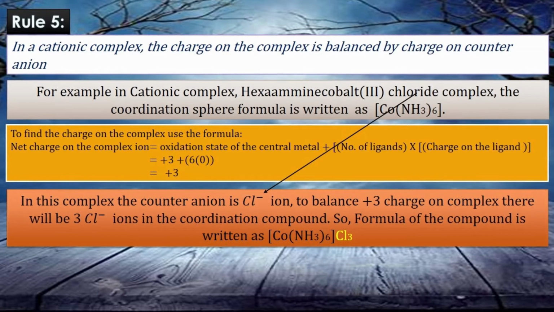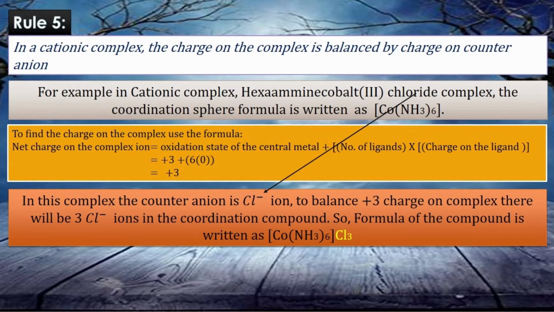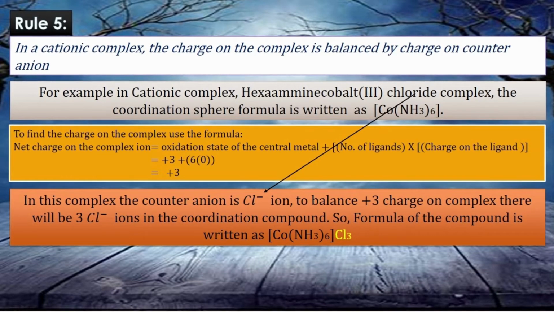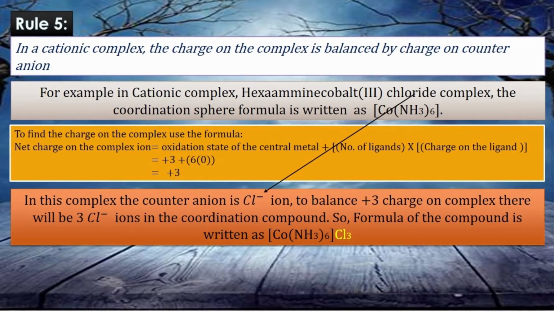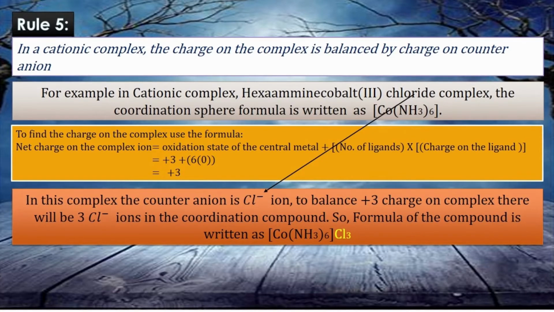If you take the name of the complex, it is hexaamminecobalt(III) chloride. So oxidation state of the central metal cobalt ion is +3. Then the number of ligands, we have 6 ammine ligands. And we know the charge on the ammine ligand is 0. It is a neutral ligand. So net charge on the complex will be equal to +3.